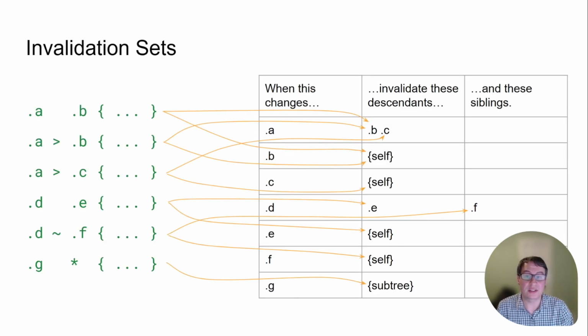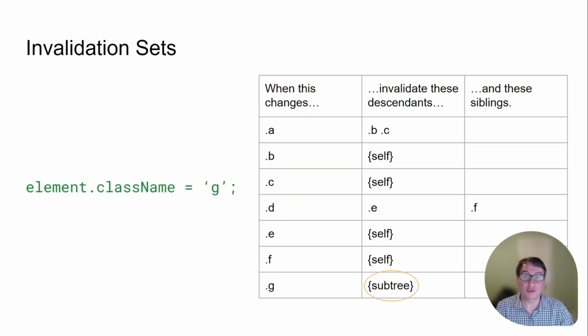Under the hood, Blink indexes style rules into data structures called invalidation sets. These structures tell us, for example, when a given class is added or removed from an element, whether we need to invalidate the element itself, certain descendants of the element, or its entire subtree. So for example, when script sets class G on an element, we look up the invalidation set for class G, and in this case, we see we need to invalidate its entire subtree.